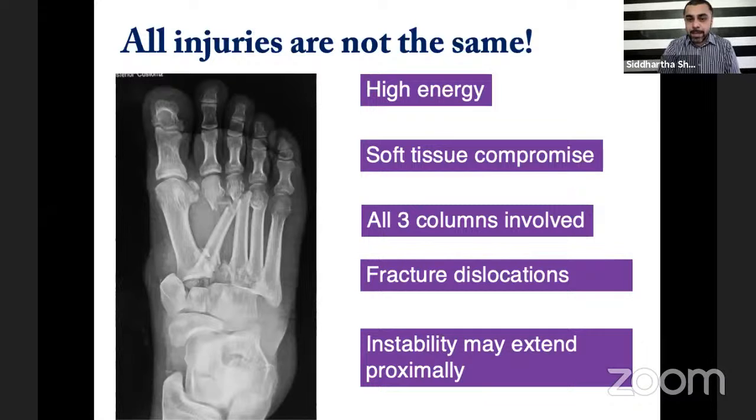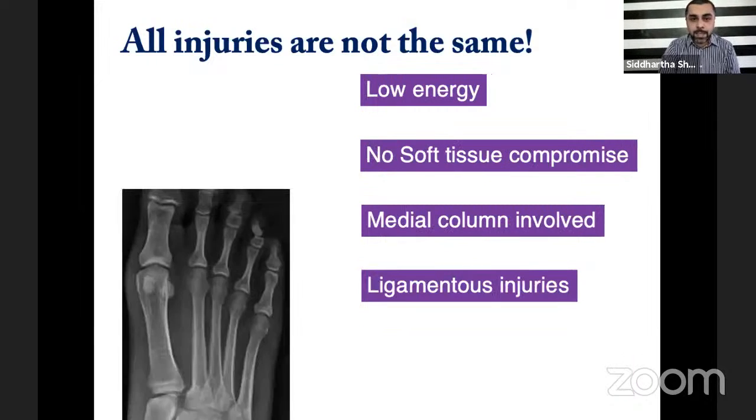The high energy mechanisms occur with road traffic accidents or fall from a significant height. These are associated with severe soft tissue compromise, so these are the ones which will have blisters, soft tissue swelling, compartment syndrome. More or less all three columns of the foot are involved. I will be talking about the columns very shortly. Most of these injuries are fracture dislocations as opposed to ligamentous injuries, and very important, the instability may extend proximally into the cuneiforms, even into the talonavicular joint. So you must be very careful.